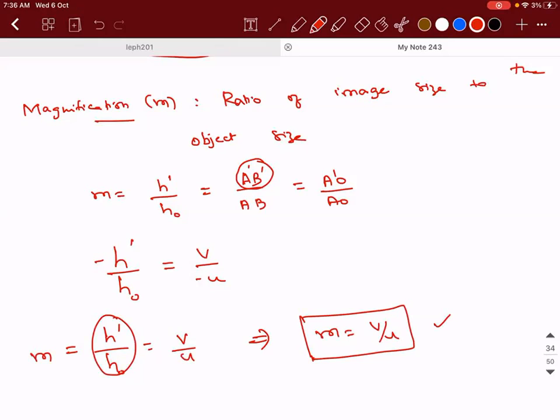Okay. So as I told you, in this whole chapter, except for lens maker's formula, you will apply the sign convention to every other derivation. So M will be equal to V divided by U. This is the magnification of a lens. Please make a note of it. So let me know once you are done.